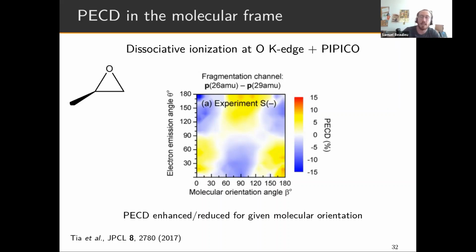So as you can see here on the x-axis, you have the molecular orientation, and here is the electron emission angle. So here is the polarization plane. When you go away from this, you have maximum PECD. And if you scan around the molecular orientation angle, you can see that PECD can be enhanced, reduced, and can even switch sign for specific molecular orientations, which is very interesting.